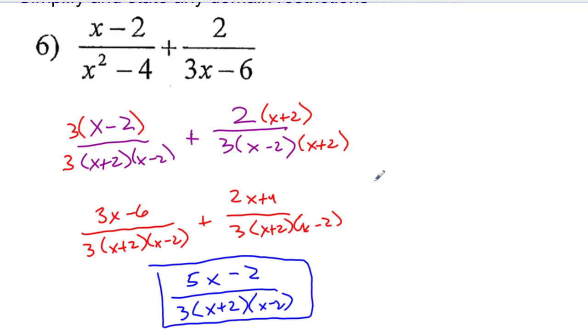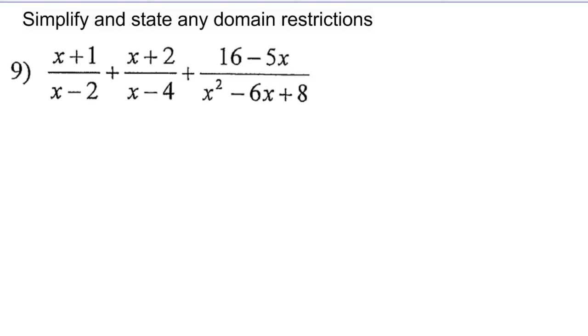Okay? So again, we should state domain restrictions. In this case, just 2 and negative 2 look like our bad values. I'm not allowed to have a 2 or a negative 2. They will cause the denominator to turn into 0, and that would be bad. We're not going to do that. Okay, so similar concept for problem number 9.